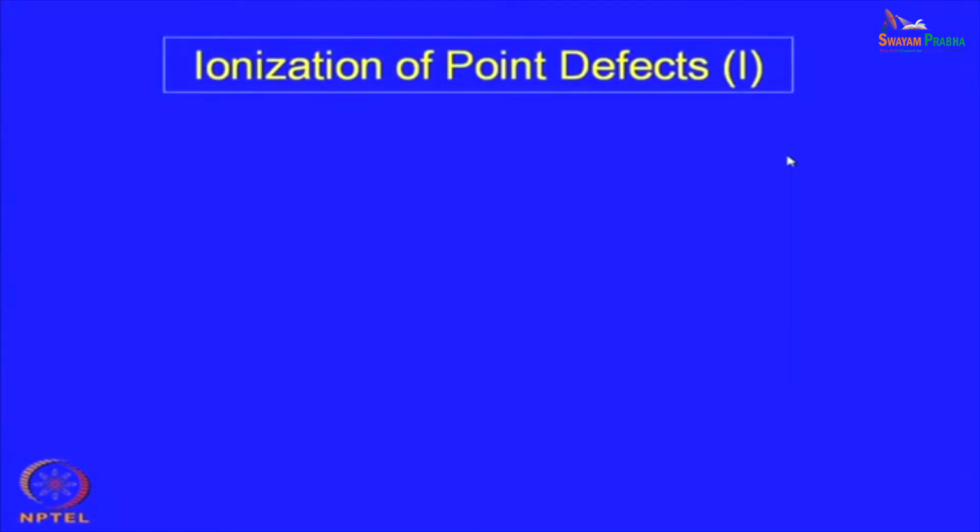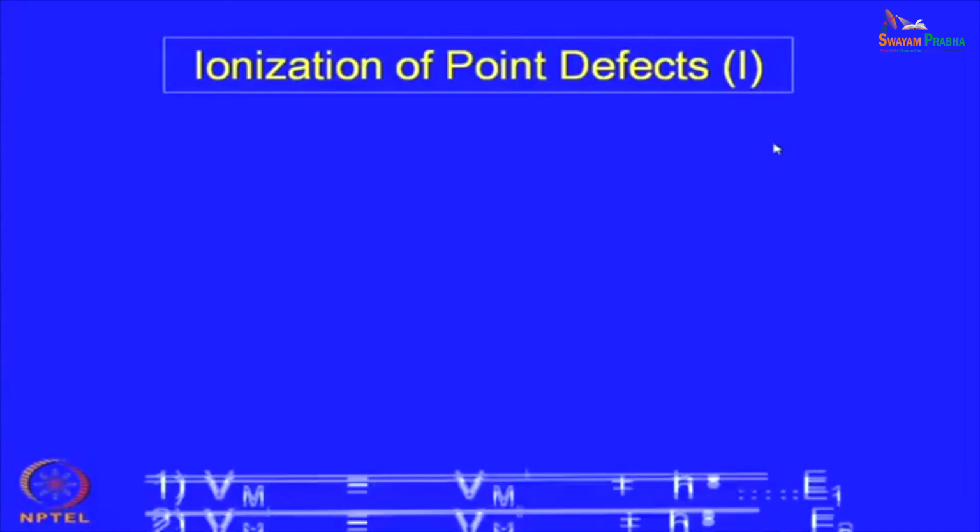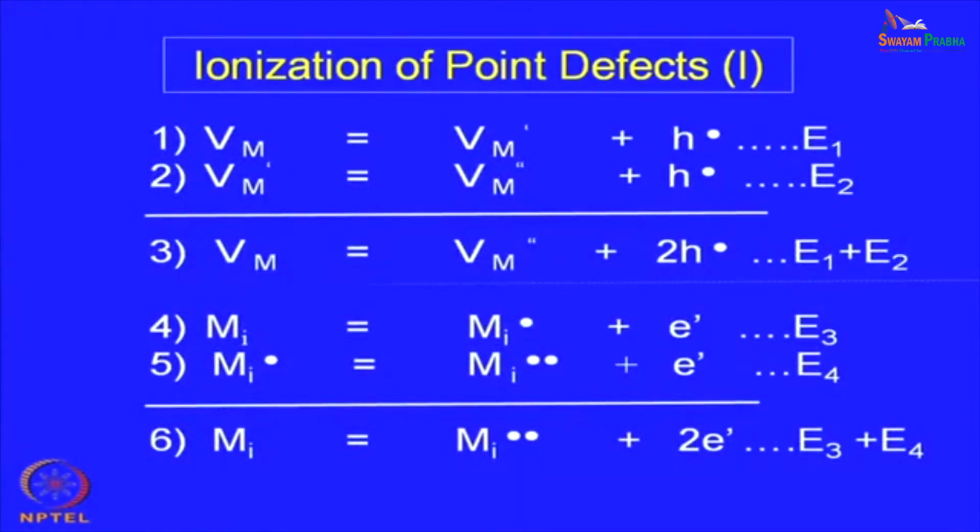Now, it does not necessarily mean that it will always be doubly charged at once; it may get doubly charged through a stepwise process, and that is what is written here. Initially M at the M site will change over to M prime, and an h dot is created. Some ionization energy is involved in this, it may be E1.